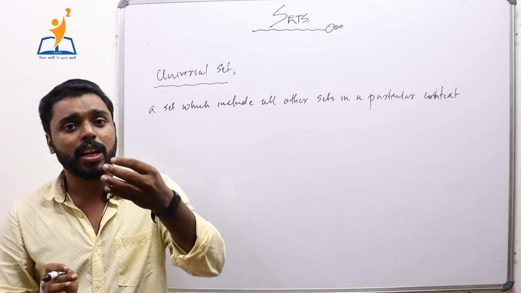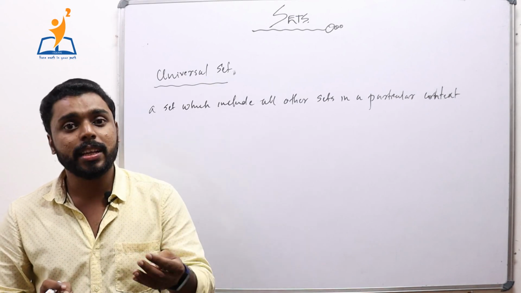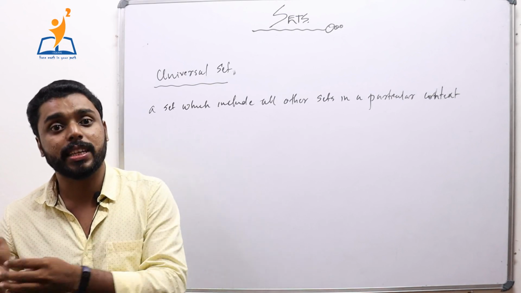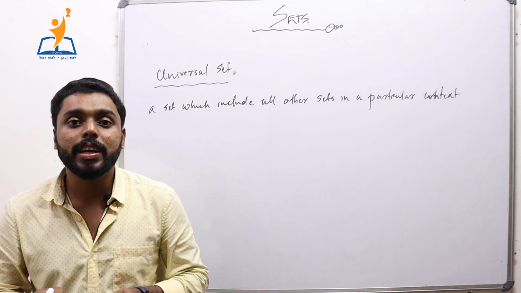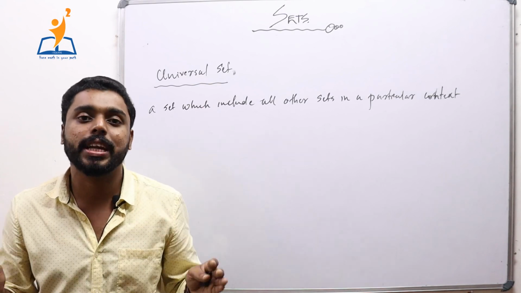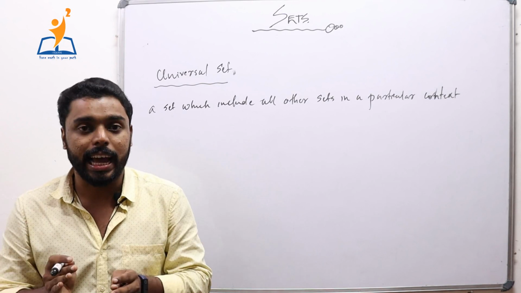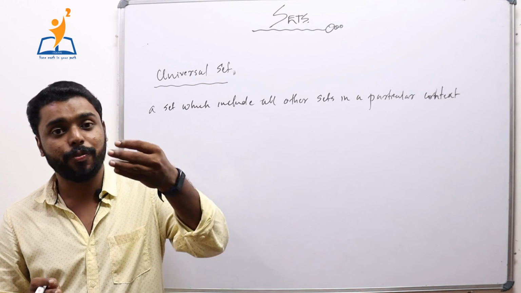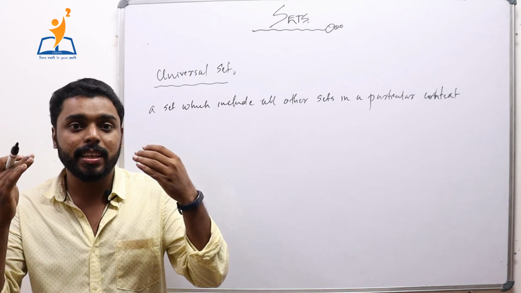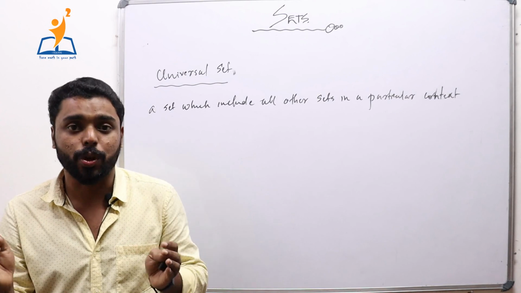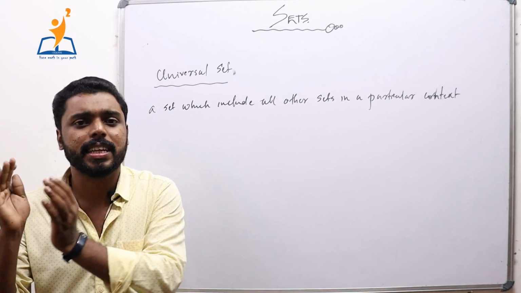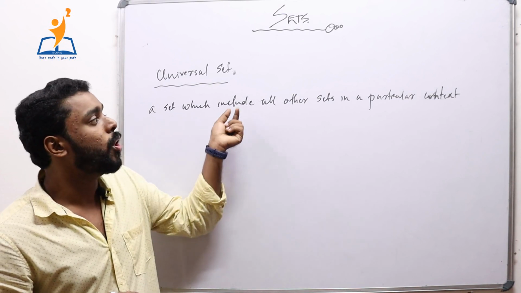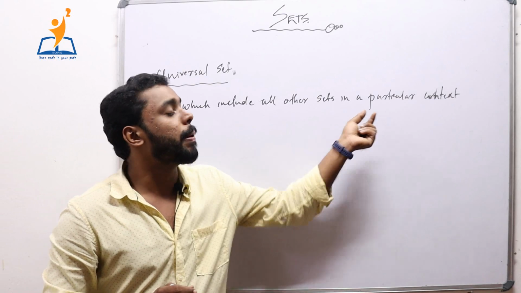For example, suppose that our set is the set of all male students in class 11A, and suppose that we have another set in that context, the set of all students in class 12B, etc. Then the universal set can be the set of all students in the school, which means that the universal set is the entire set which includes all the sets in that particular context. So universal set, in general, is a set which includes all other sets in a particular context.